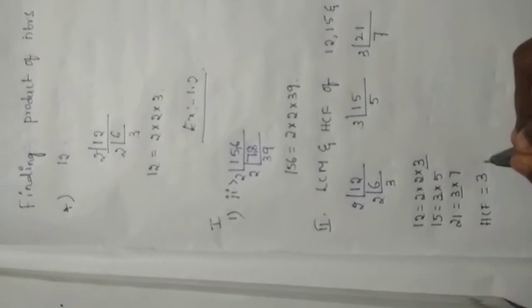How to find HCF? You see here, observe carefully. In all the 3, what is common? 3, 3, 3. So 3 will be the HCF. For LCM, all the terms you have to write: 2 square into 5 into 7. This 3 is repeating in all the cases, so you have to write only one 3. Is it understood?